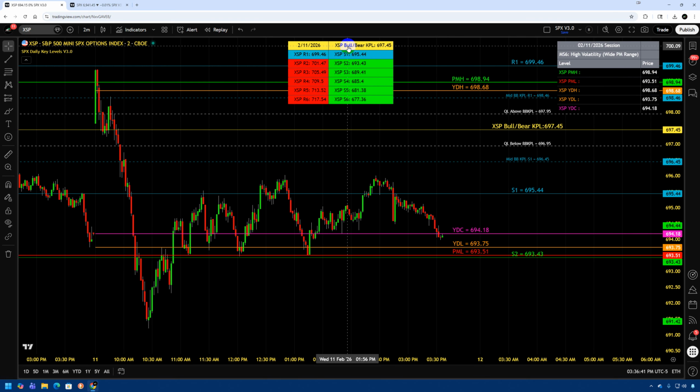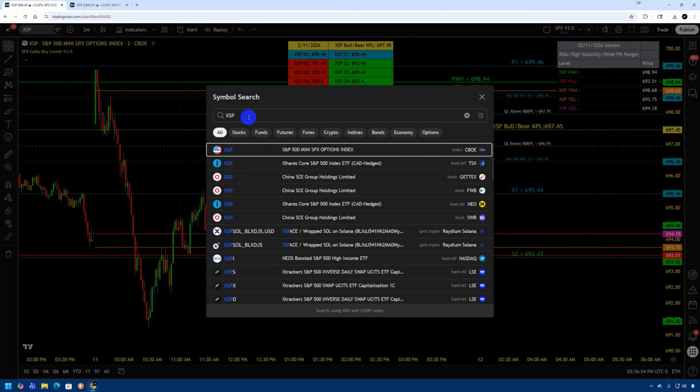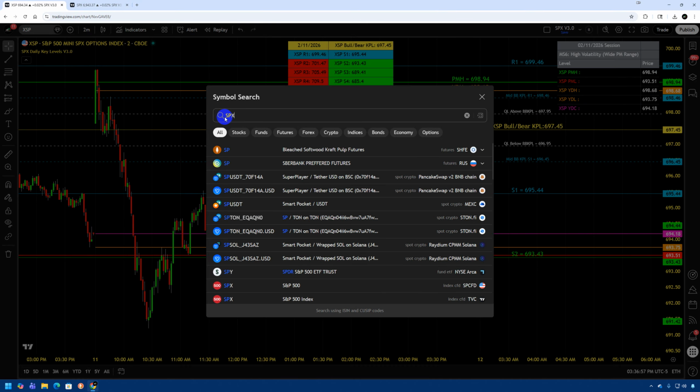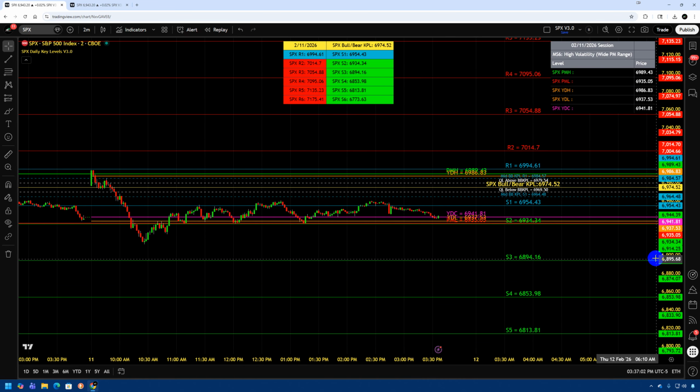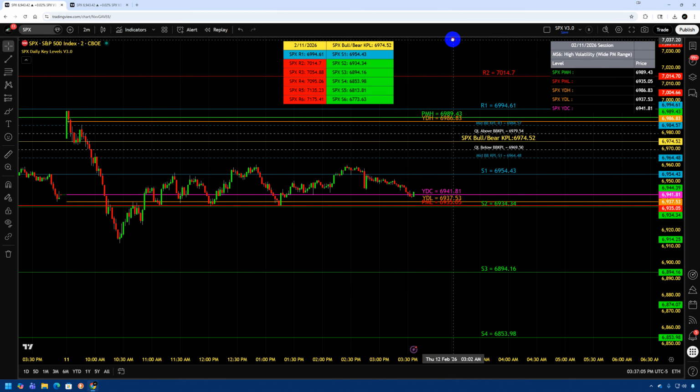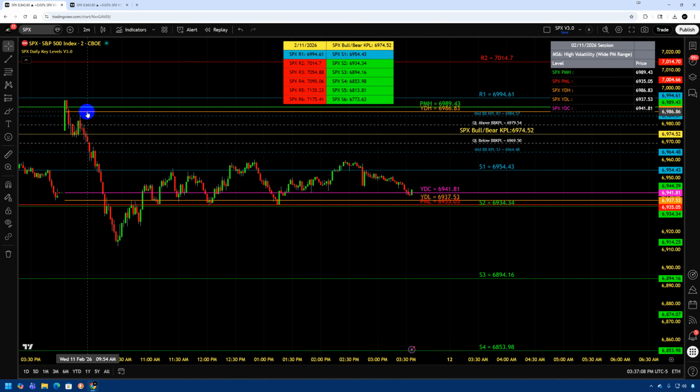And as you can see, now we have the XSP bull bear key price level. We have all the other levels for XSP, including this table here and this table here. For right now, we'll just go back to the regular SPX chart. Okay, so now we're going to go into some of the other additions. That was kind of a minor addition that we added, and now we'll go into the more substantial new features.